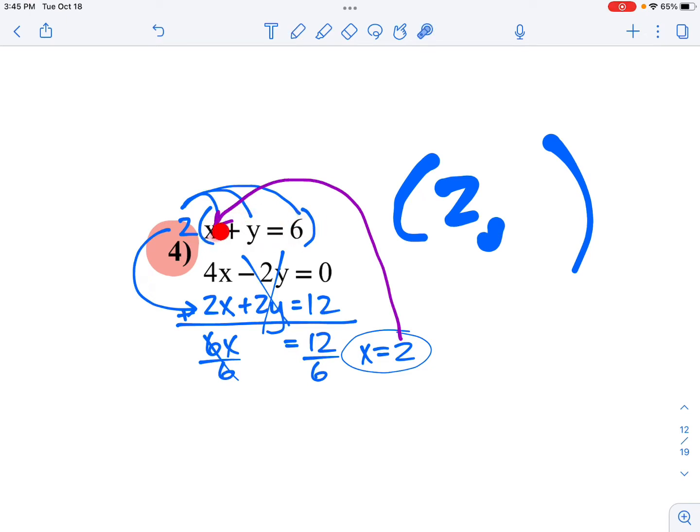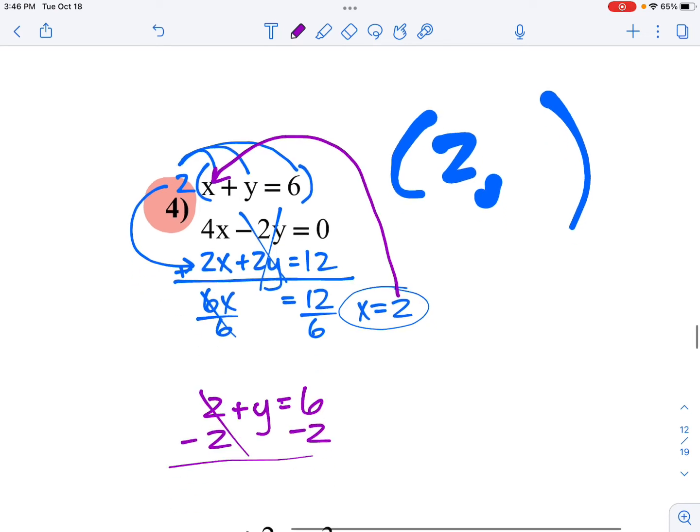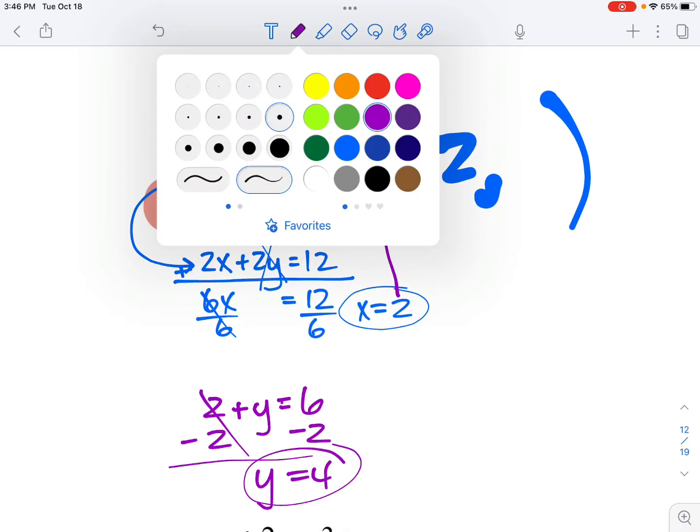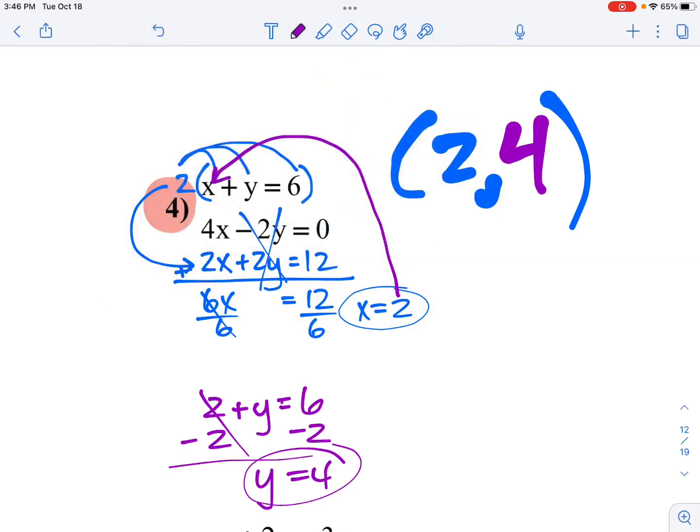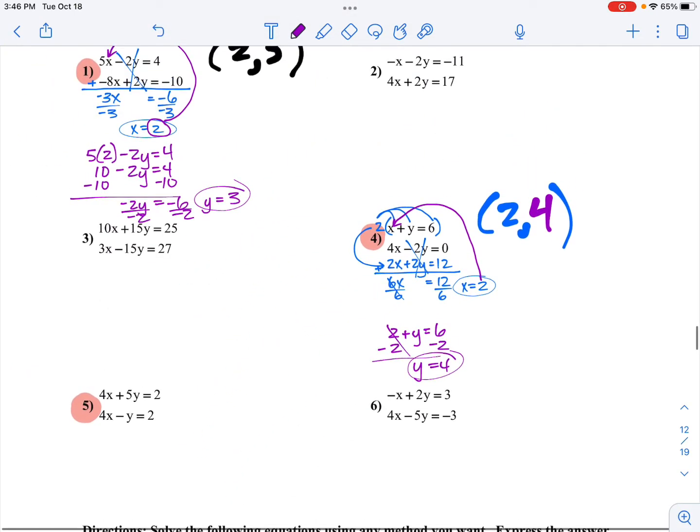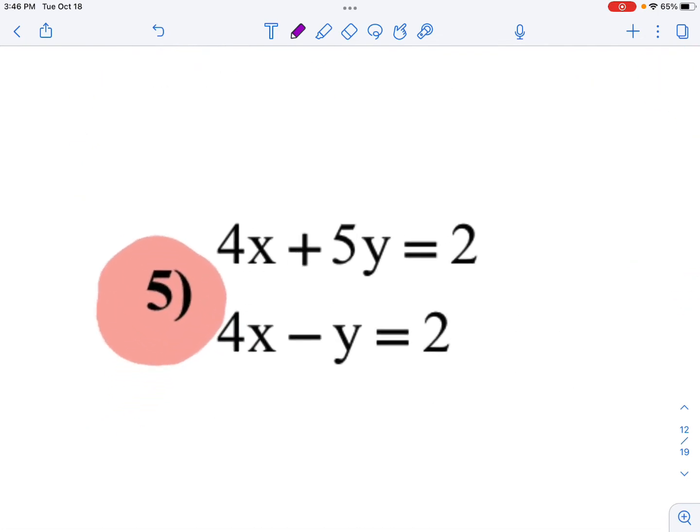So instead of x, I'm going to write 2 plus y equals 6. I'm going to subtract the 2. And I get y equals 4. So that completes my ordered pair. Those are elimination problems like we did yesterday, you guys. Let me do one more here.